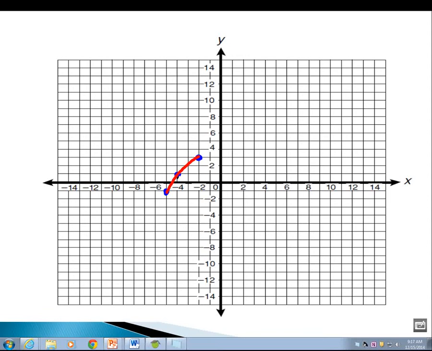The next one, negative 2, 3, then 3, sorry, positive 2, 3. Positive 2, 3. I'm going positive 2 and then up 3. Then we have 4, 1. 1, 2, 3, 4, and up 1 right here.